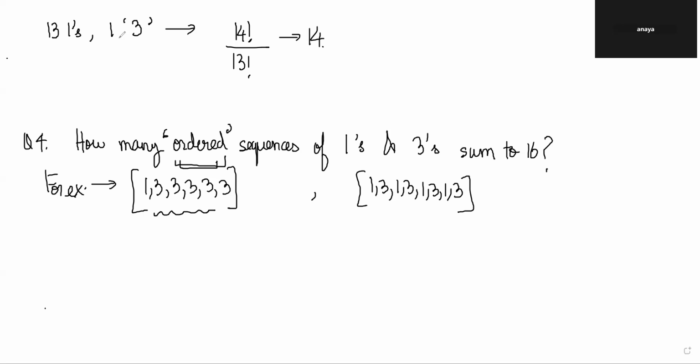Then I did two 3s and the rest ones. So that's 12 numbers in total. I did 12 factorial over 10 factorial for the repeating ones, and then 2 factorial for the repeating threes, to get 66 arrangements there. And then I did three 3s. I got 120 arrangements, four 3s, 70 arrangements, five 3s, 6 arrangements. And then I just added them all up. Okay.